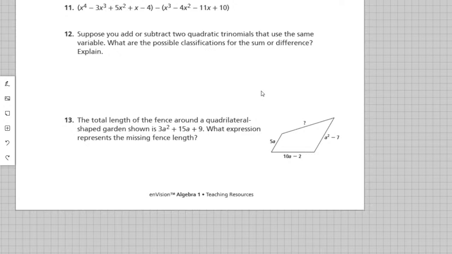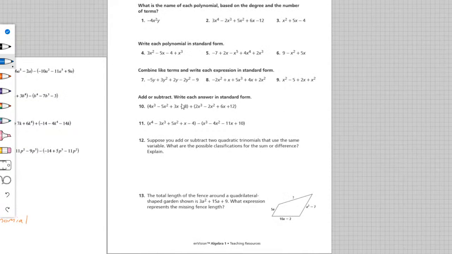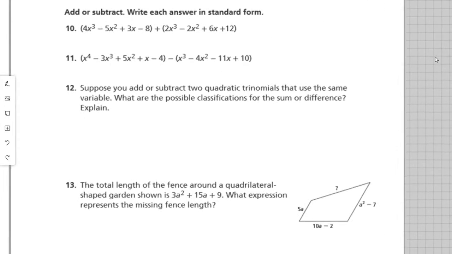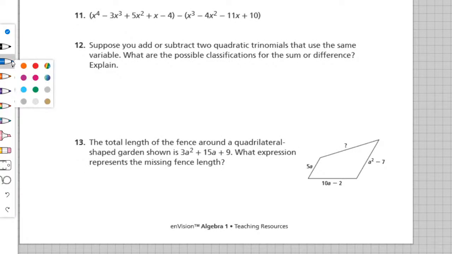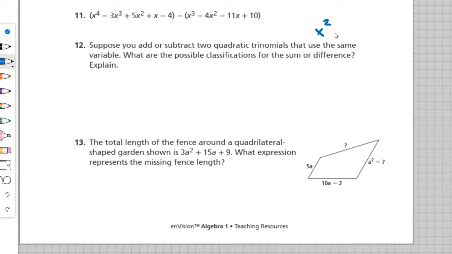Okay, so if we're dealing with a quadratic trinomial, for the sake of everything, I'm just going to use x. Quadratic means it's raised to the second power as our highest degree, and a trinomial means that there's at least three terms. So if I was to do something as basic as this, x squared plus x plus 1, okay?